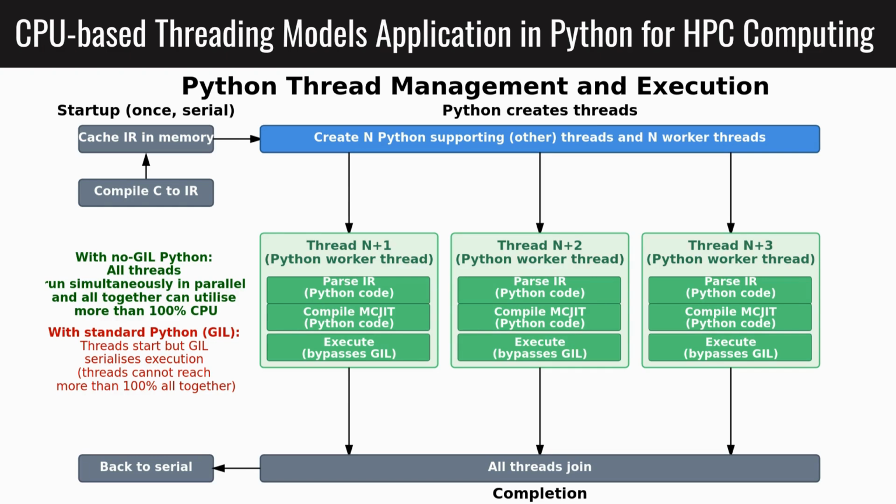This sketch shows how the native Python threading works in our case if we can use no-GIL Python. The startup part is performed in a serial manner by the main thread. First, it translates the C code into LLVM intermediate representation text and caches the result in the memory. Afterwards, it starts 2 times n threads, where n is a number provided by the user who is starting the script. Upon completion of the parallel execution part, the remaining code in the script is handled again by the main thread and executed as serial code.